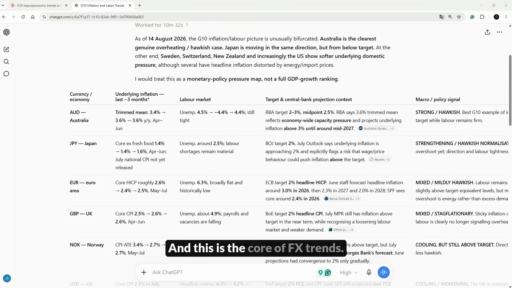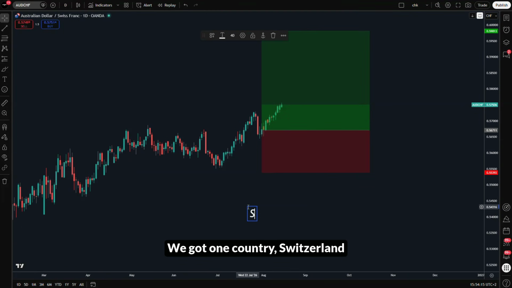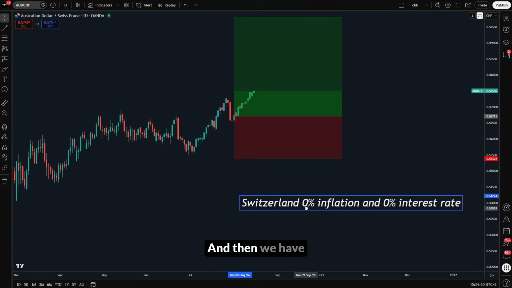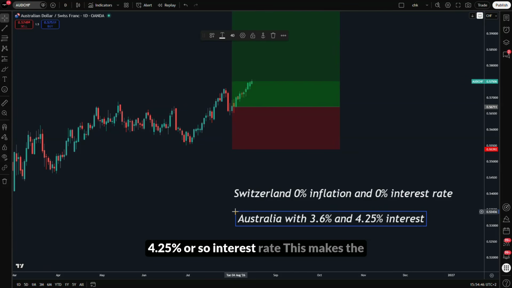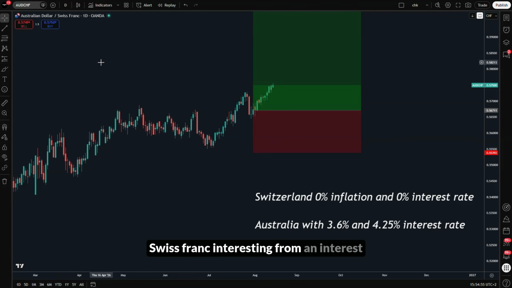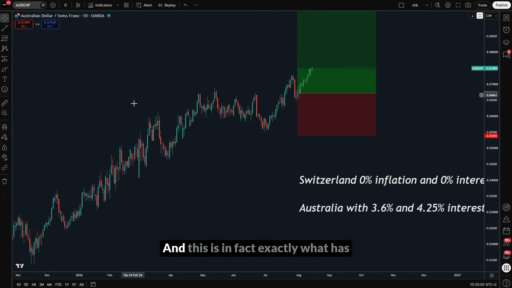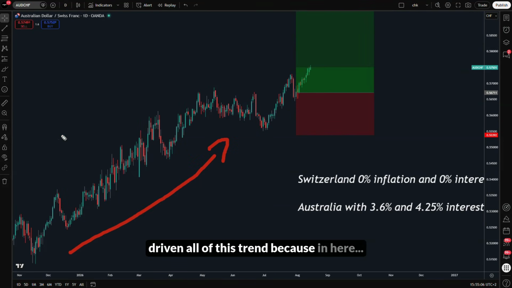So we got, and this is the core of FX trends, we got one country, Switzerland, with pretty much 0% inflation and zero interest rate. And then we have Australia with 3.6%, so above the Reserve Bank of Australia target, and a 4.25% or so interest rate. This makes the Australian dollar against the Swiss franc interesting from an interest rate divergence perspective, from a monetary policy divergence perspective.